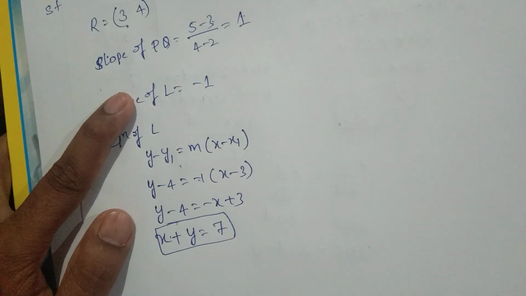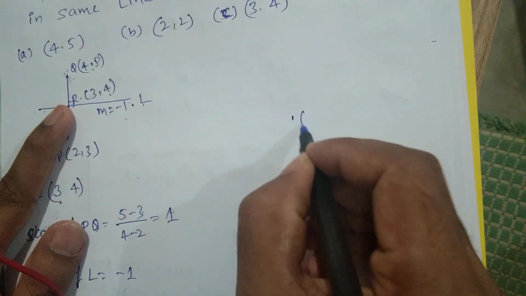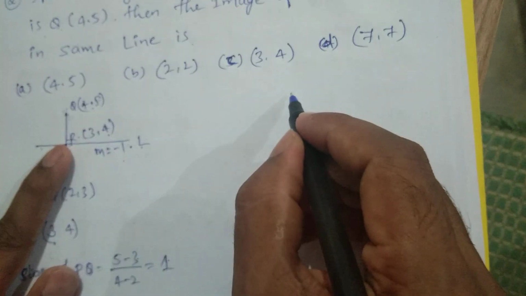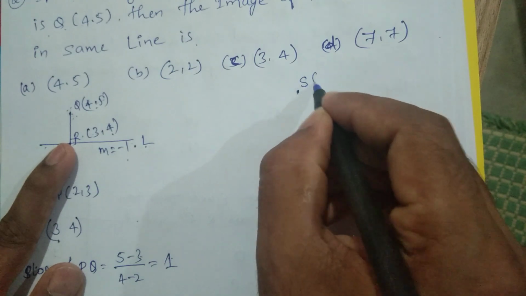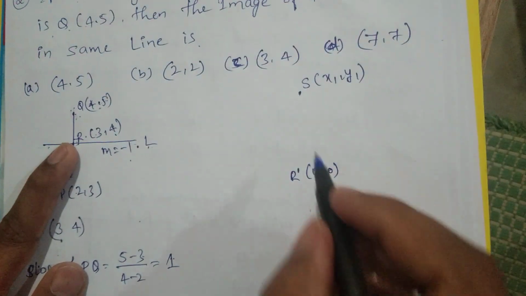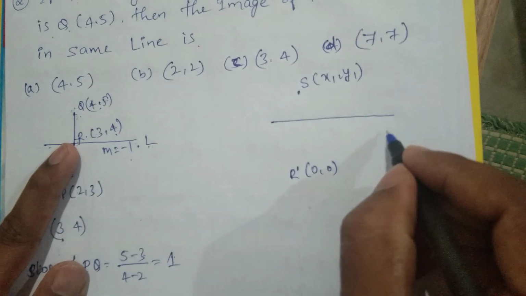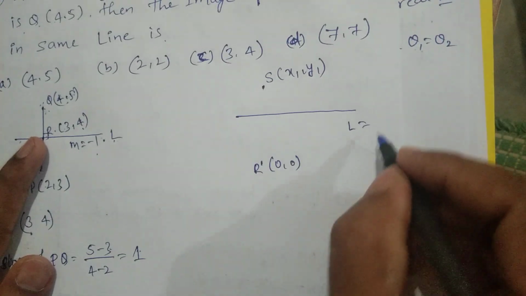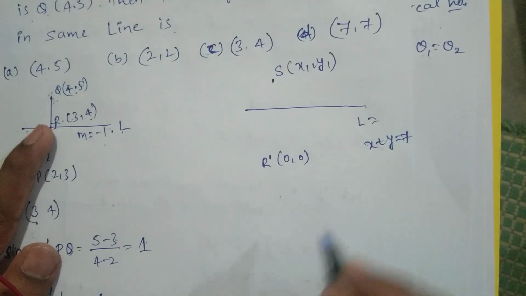Now I want to find the image of point R, that is (0, 0). I will take the image of R as S, that is (x1, y1). I will use the same line L, which I already found. What is that? x plus y is equal to 7. This is the equation of this line.